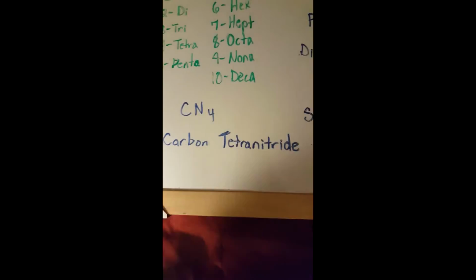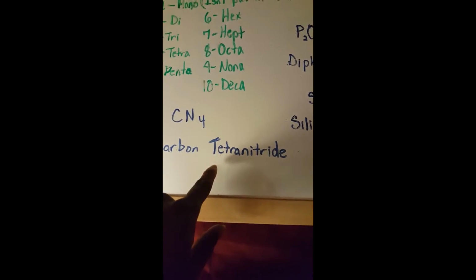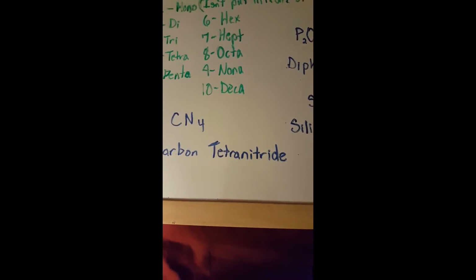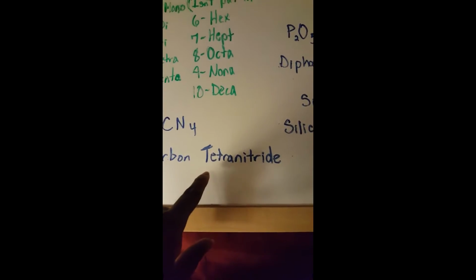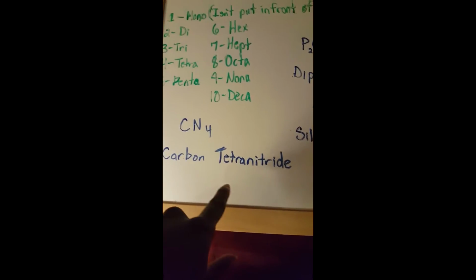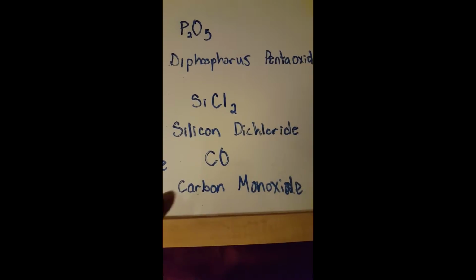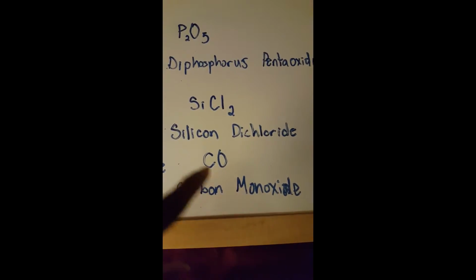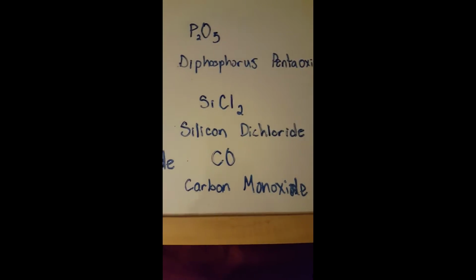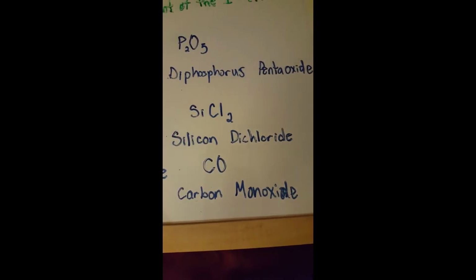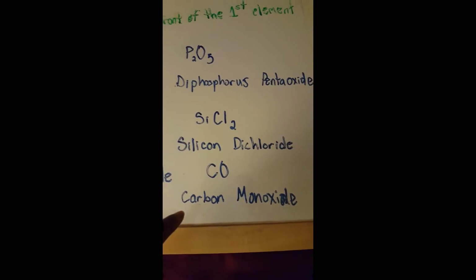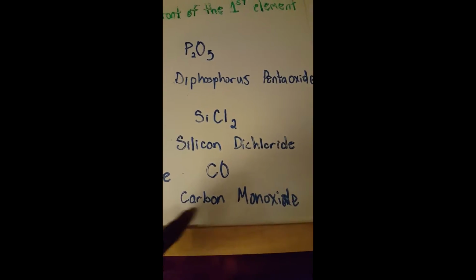Carbon doesn't have one. Nitrogen, there's 4 nitrogen, and so that'll be carbon tetranitride. That would be carbon monoxide. There's just 1 carbon and there's 1 oxygen. And like I said, the mono doesn't go in front of the first element.